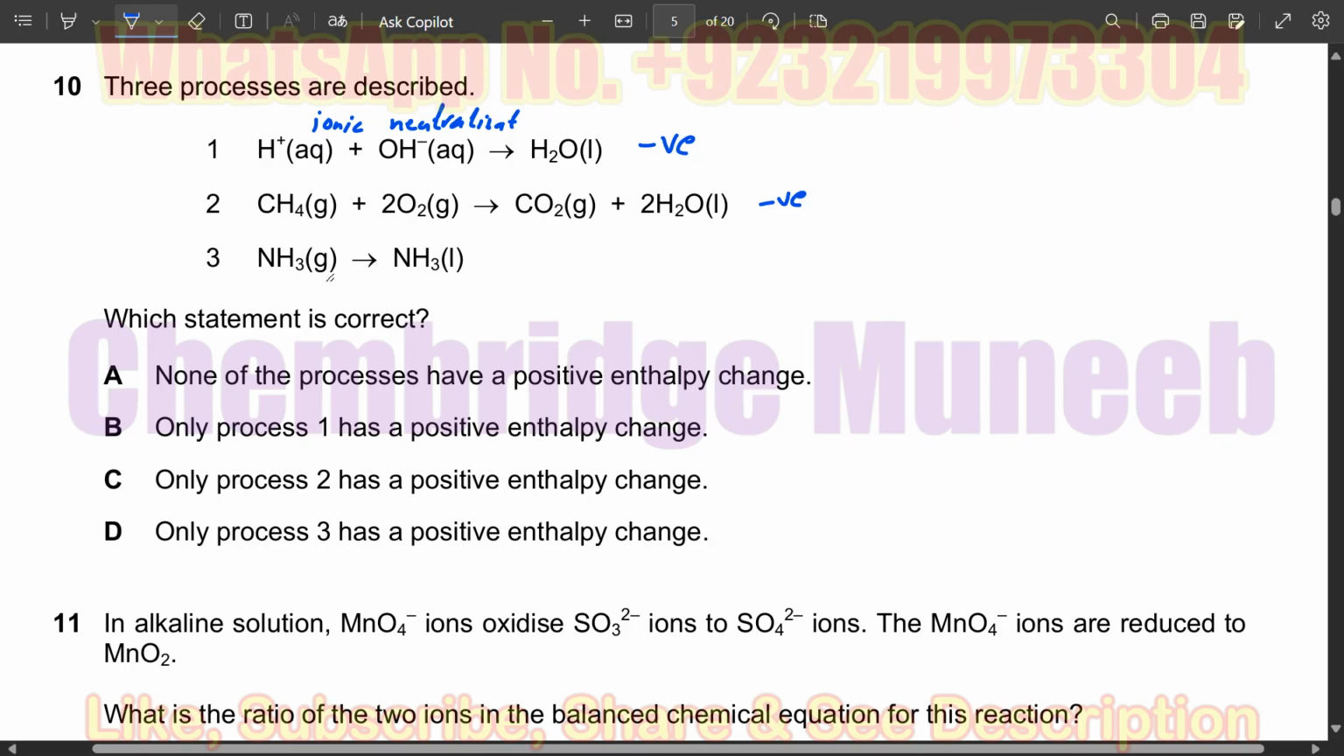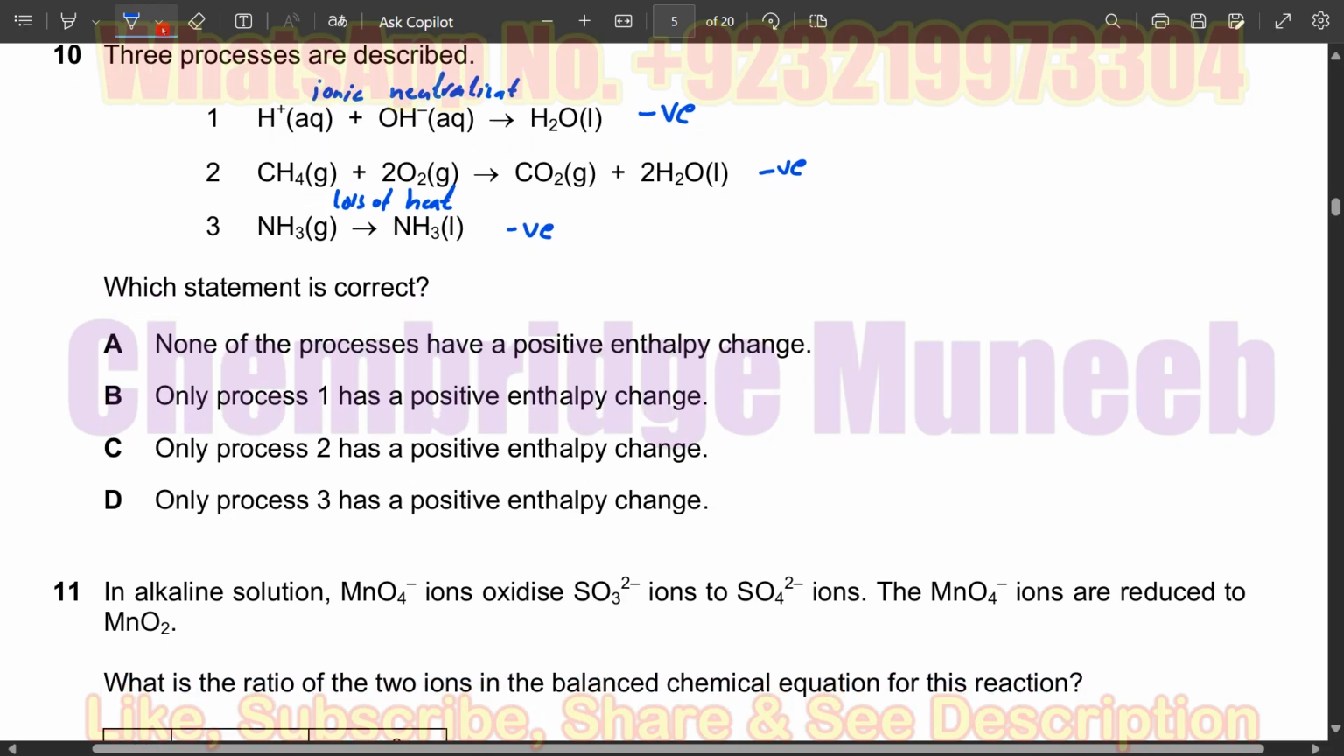The condensation process is the one in which highly energetic molecules convert into less energetic ones. So there is a loss of heat. The loss of heat or energy means it is also negative. So all these processes are negative. So the only right option in this case will be A, in which none of them has a positive enthalpy.